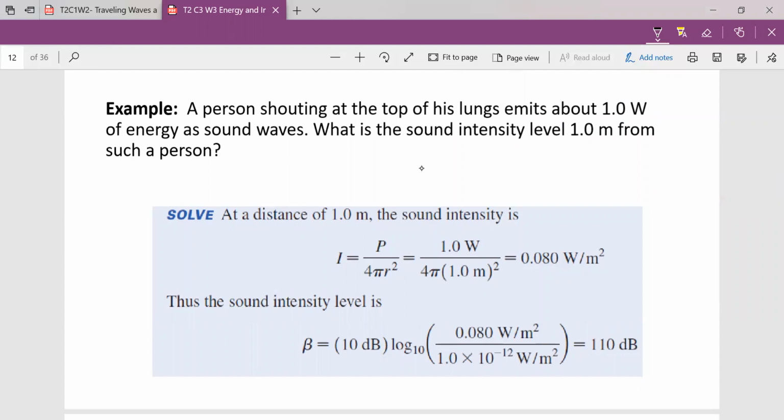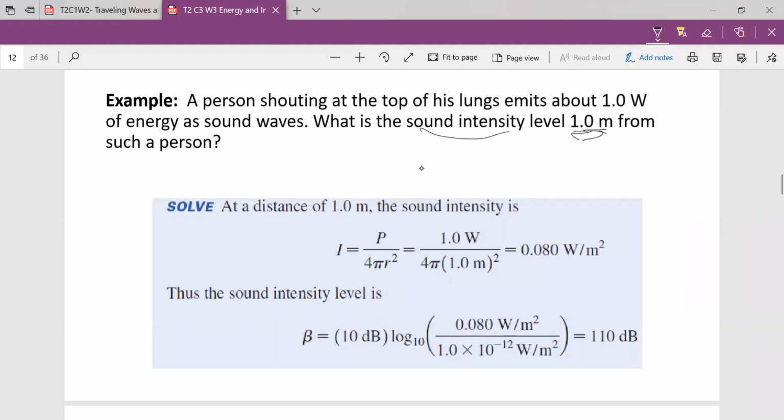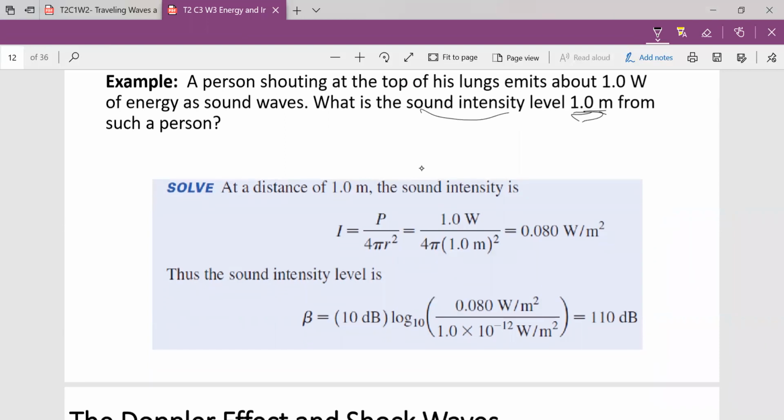A person shouting at the top of his lungs emits about 1.0 watts of energy as a sound wave. What is the sound intensity level 1 meter from such a person? If you're standing 1 meter from such a person, what is the sound intensity level? Okay, so the distance from such a person is given as 1 meter, and the sound intensity level using this formula.